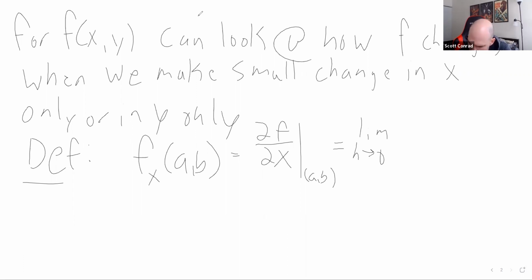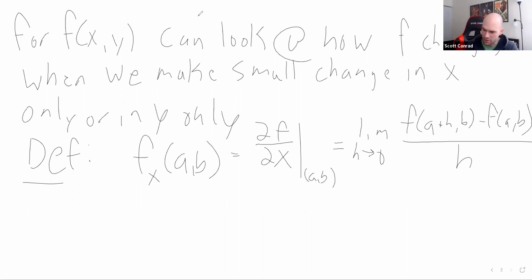the limit as h goes to 0. So what we're doing is we're fixing y, and we change x by a little bit by h. So f of (a plus h, b) minus f of (a, b). So we're at (a, b). We change x from a to a plus h, and we leave y fixed at b, divided by the change in x, which is h. And we take the limit as h goes to 0.